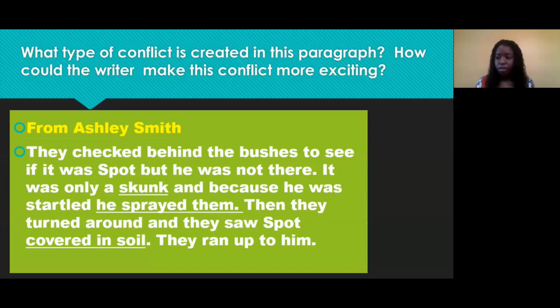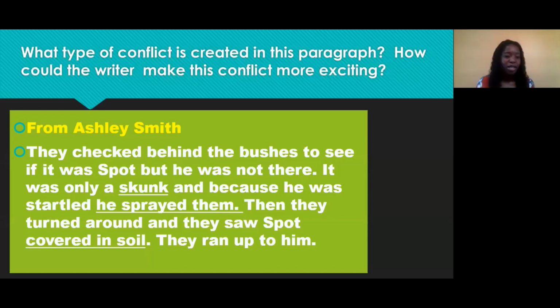Abigail says external conflict. Hune says it's character versus nature. External, character versus nature. And then the majority is saying nature, external, and more active. Very good. She could have described the skunk. What word could she have used to describe the skunk? It was only a skunk, and because he was startled, he sprayed them. Give me a word to describe the skunk.